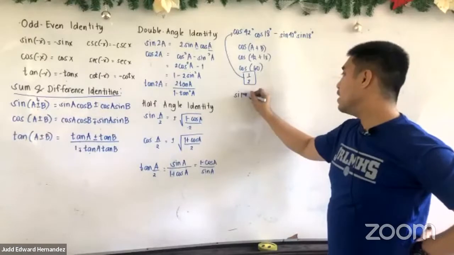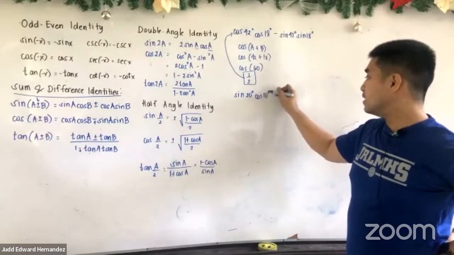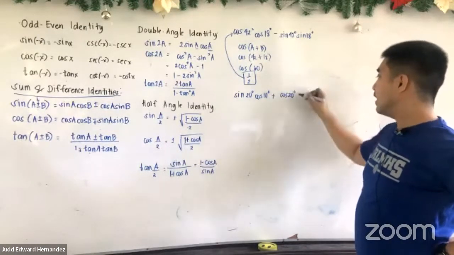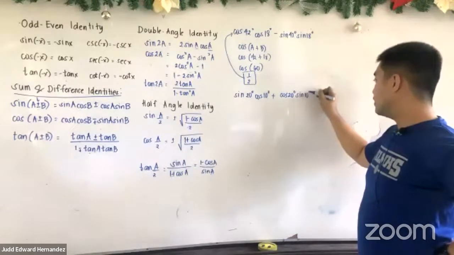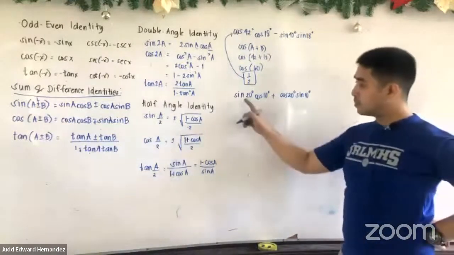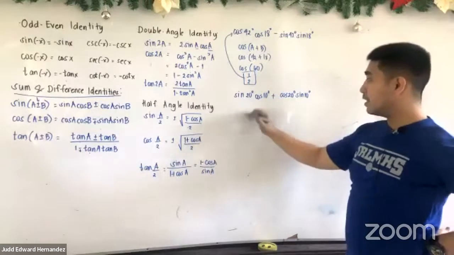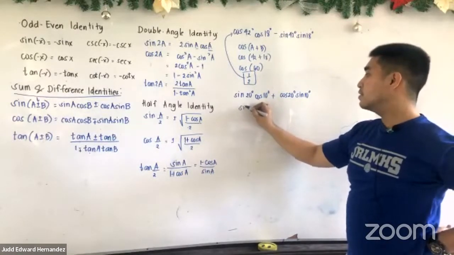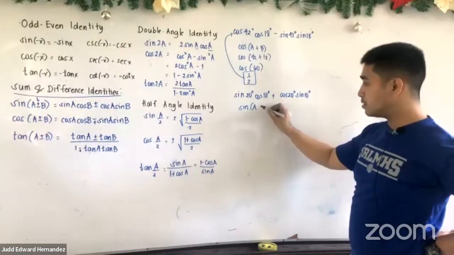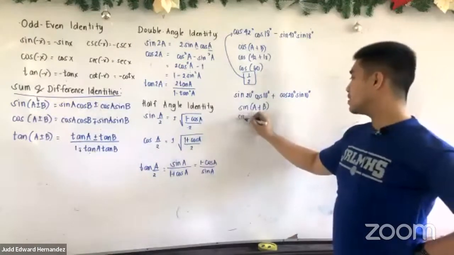What if you're given sine 20 degrees times cosine 10 degrees plus cosine 20 degrees and then sine 10 degrees? Ano yung na-analyze mo sa kanya? It takes the form of sin, cos, cosine. Kapag sin, cos, cosine, therefore, it is sine of A plus B. Plus po. Okay. It takes the form of sine A plus B.